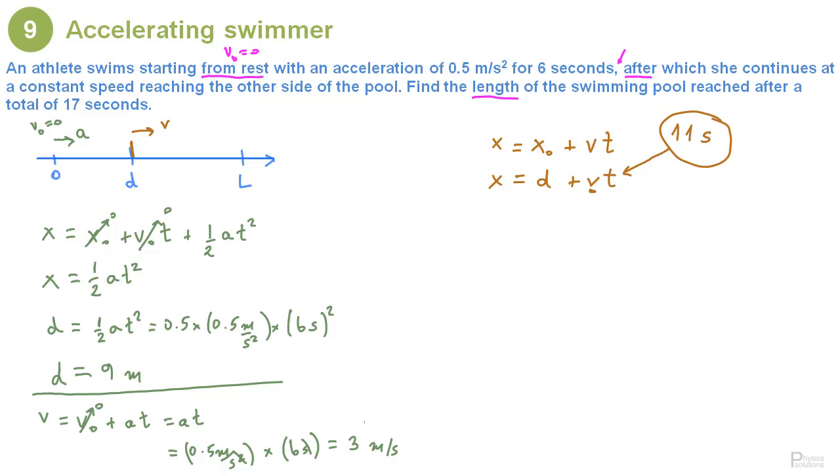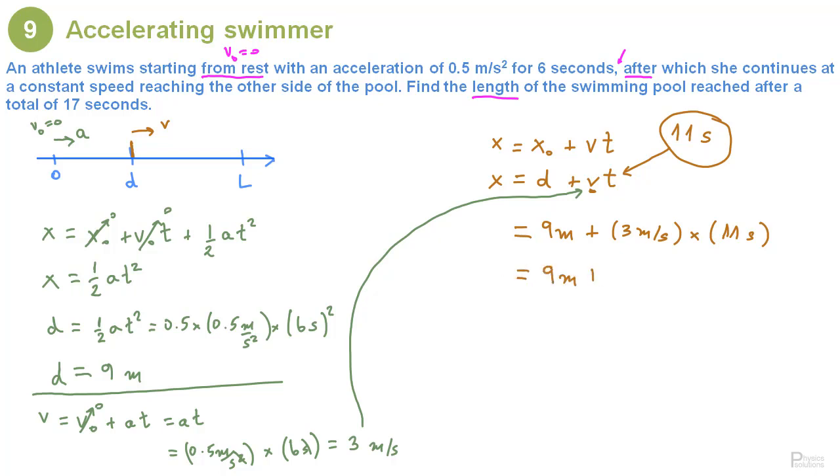Great, so we know this velocity now, and we can plug this quantity here, because that final velocity of the first part of the exercise corresponds to the velocity of the second part, which is all the time the same because it's uniform. Great, so we can continue here and plug in the numbers. d is 9 meters, as we found before, plus the velocity, which we just found to be 3 meters per second, times the time. Which time? This is the time that it takes to go from d all the way to L, which we found to be 11 seconds.